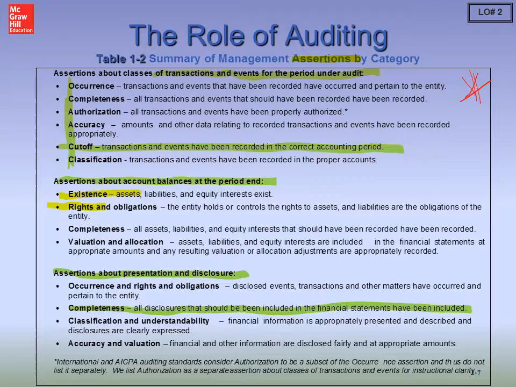Now we're going to talk about these some more, but right now I think it's probably a good idea if you memorize the category of assertions and memorize what they are. As we go through, guys, I promise you're going to get better and better at understanding how you audit these assertions, and that's going to be a major takeaway from this course.